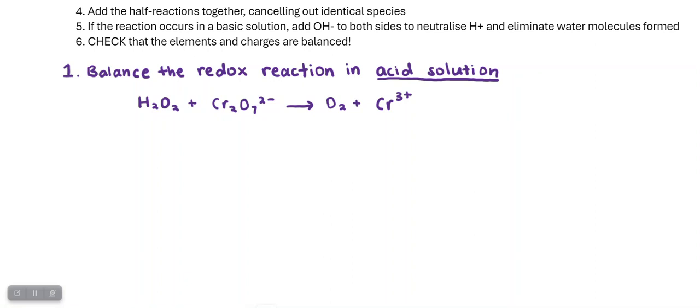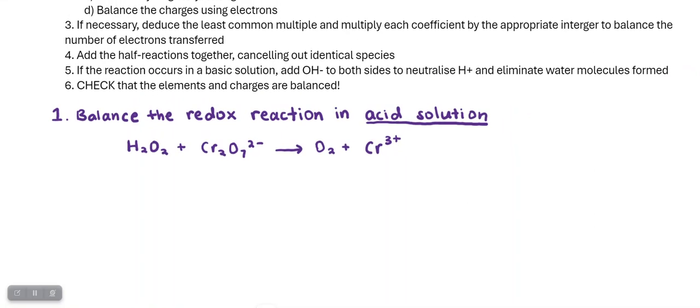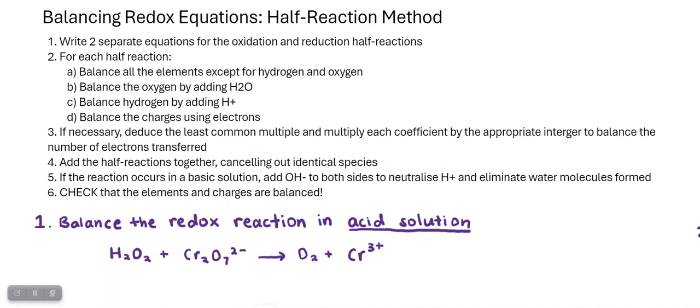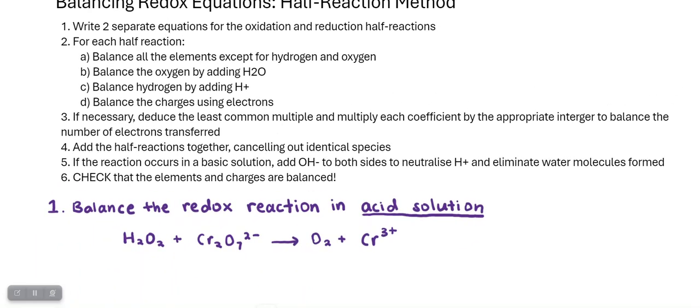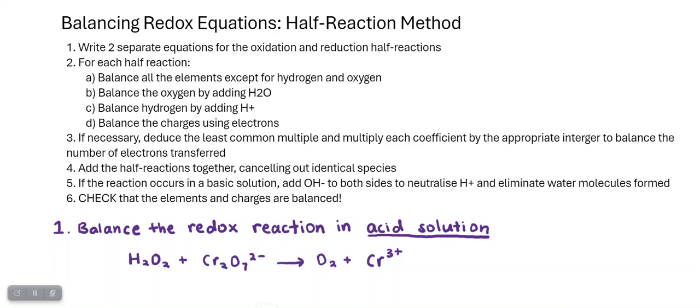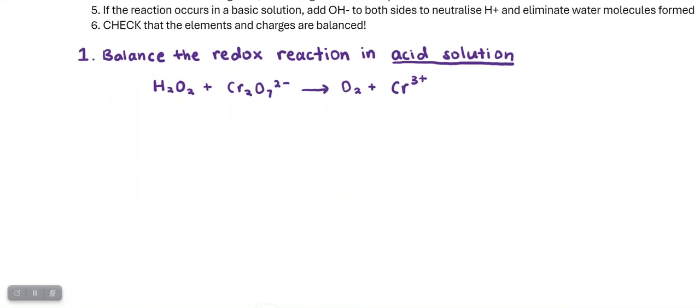So for redox reactions, they're going to happen in either an acid or basic solution, which will be told in the question, and according to which there are slight differences in how you solve each equation. So I've listed all the steps up here, and it's very important that you follow these steps in order and properly. So the first step is to write two separate equations for oxidation and reduction half reactions.